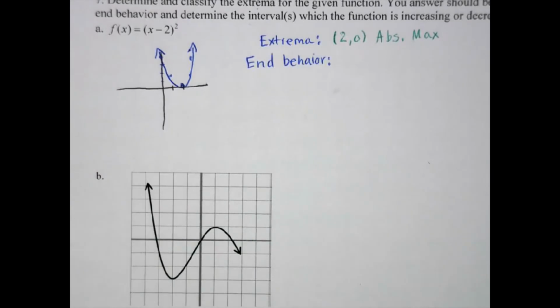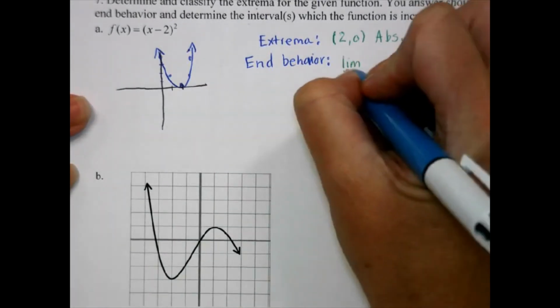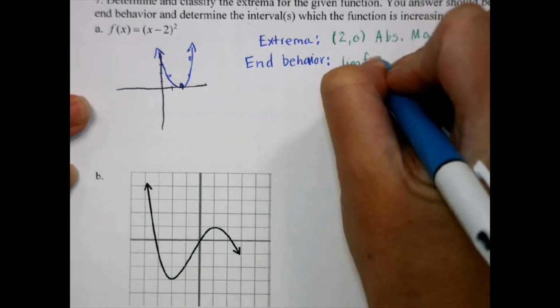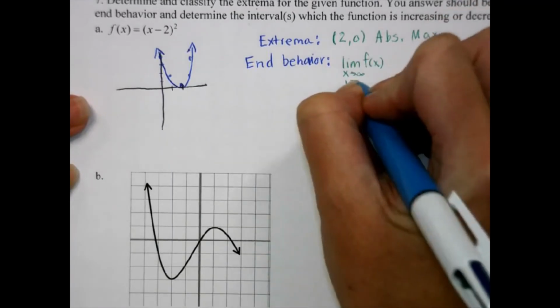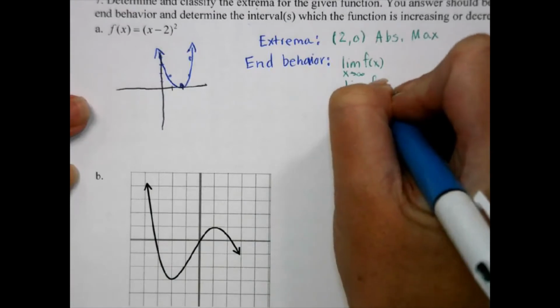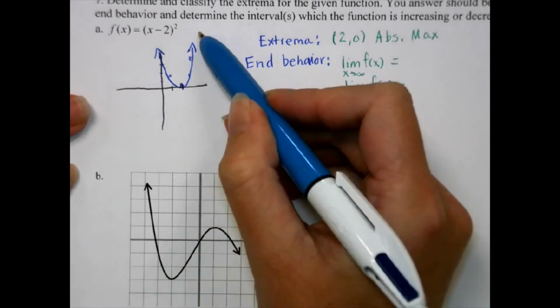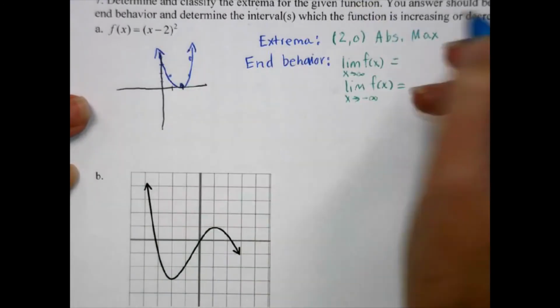Okay, end behavior. Using limit notation, we're always going to look at the limit as x goes to infinity and the limit as x goes to -infinity. For both of these, the graphs are increasing without bound, so they're going to be going to infinity.